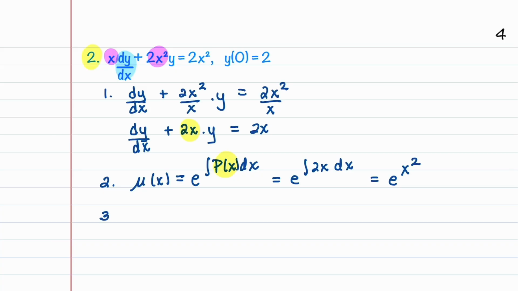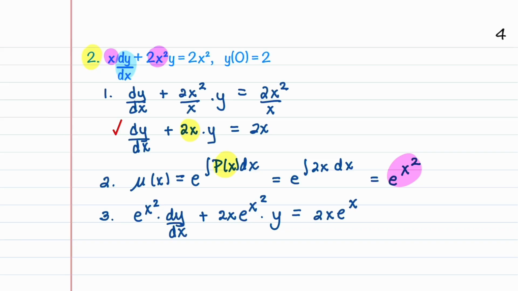For our third step, we are going to take this integrating factor right here, and we're going to multiply every term in this equation by that factor. This gives us e to the x squared times dy dx plus 2x e to the x squared times y. And then on the right-hand side, we have 2x e to the x squared.